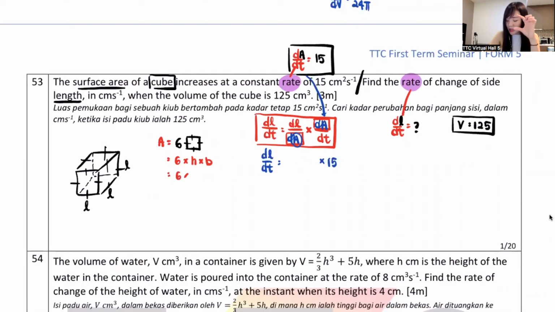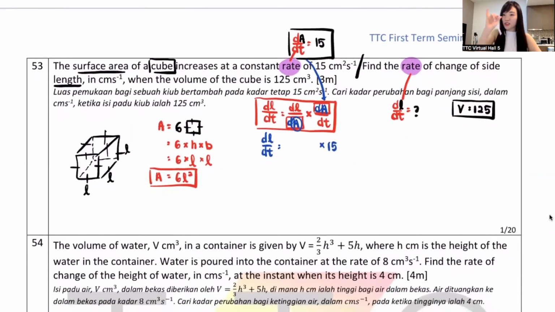So isn't it now the height is L? Now the base is L. So 6 times L times L, isn't it 6L squared? See, understanding is also able to write it out. So don't just tell me L squared. L squared is only for one side. You have 6 surfaces, so 6L squared. Okay. Now outside A, inside L.